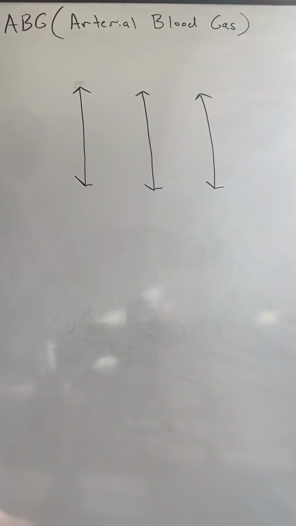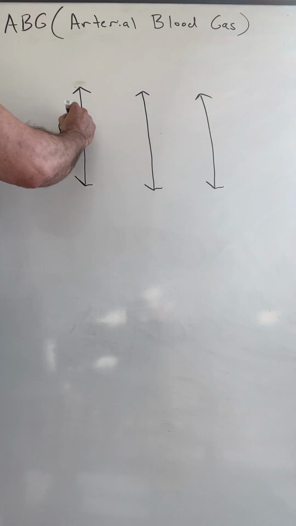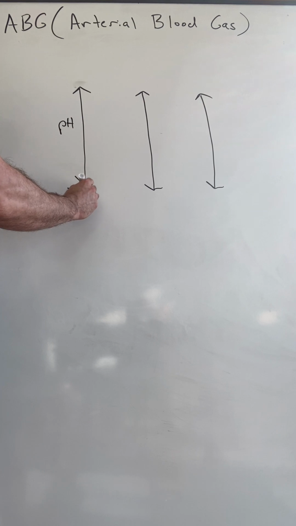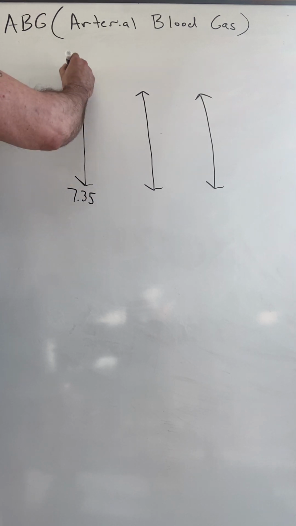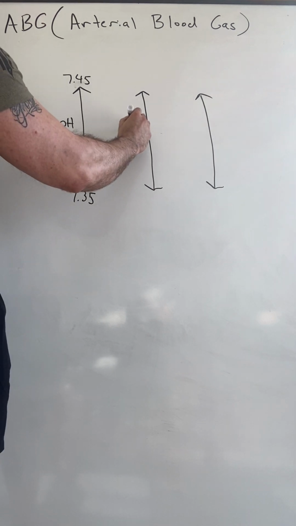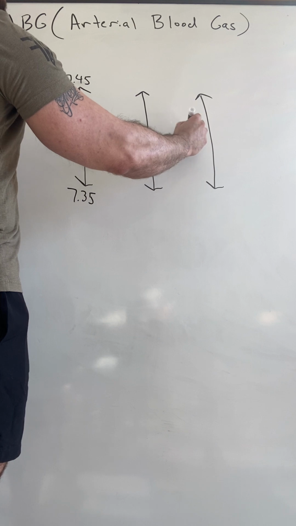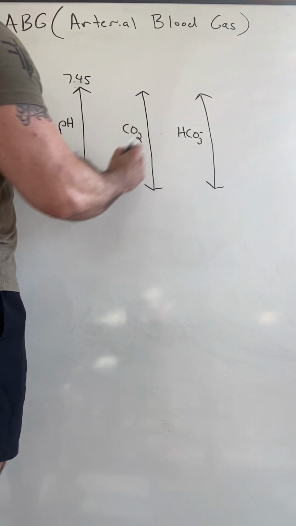Okay, pointing up and down. So each of these arrows is going to represent one of our 3 lab values. The first one's going to be pH. We know the pH range is 7.35 to 7.45. The next one is CO2, our carbon dioxide, and the last one is our HCO3 negative, or bicarb.